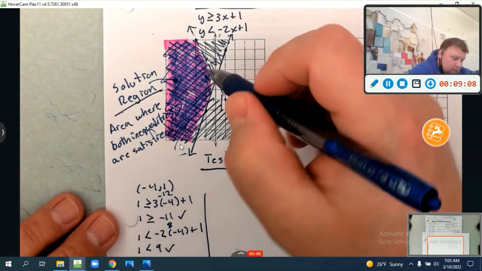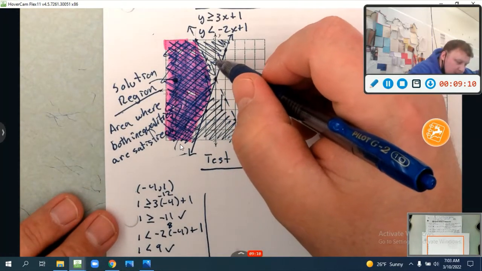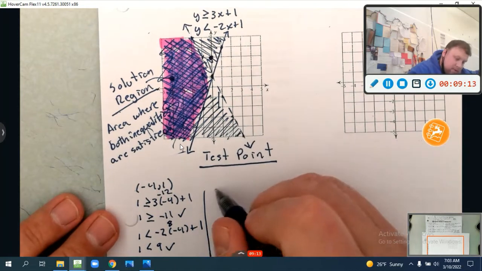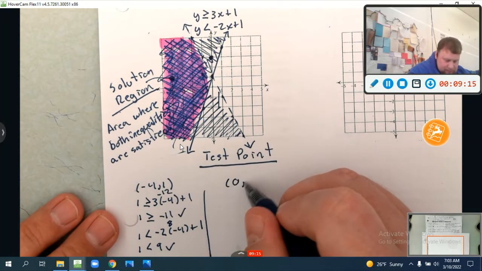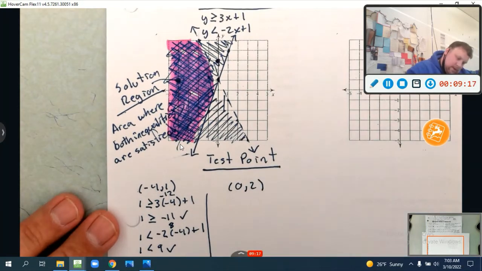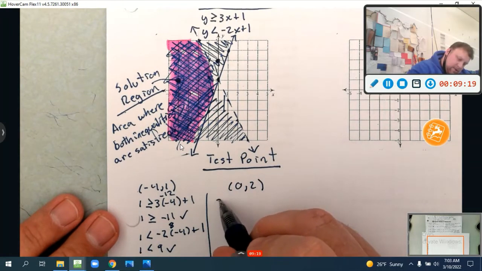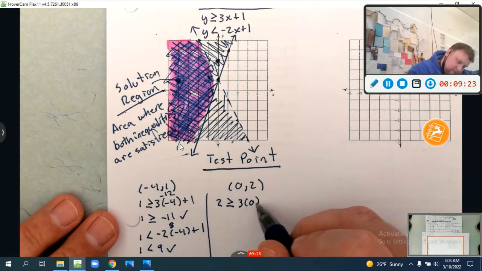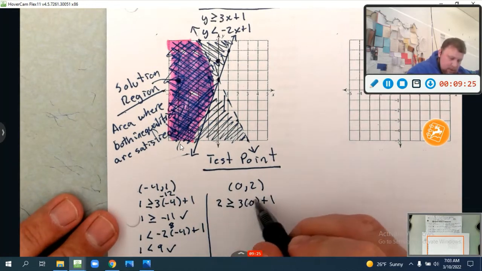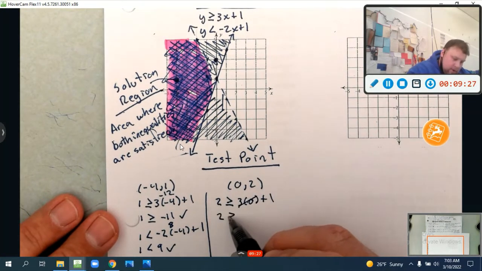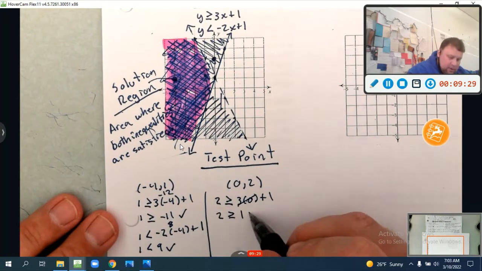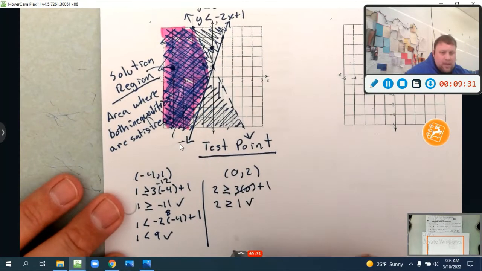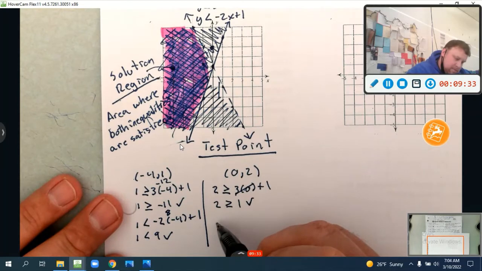Now I'm going to pick a point up here. So let's pick the point 0, 2. And let's plug it in. 2 is greater than or equal to 3 times 0 plus 1. That goes to 0. 2 is greater than or equal to 1. Definitely true. Let's try the bottom equation.